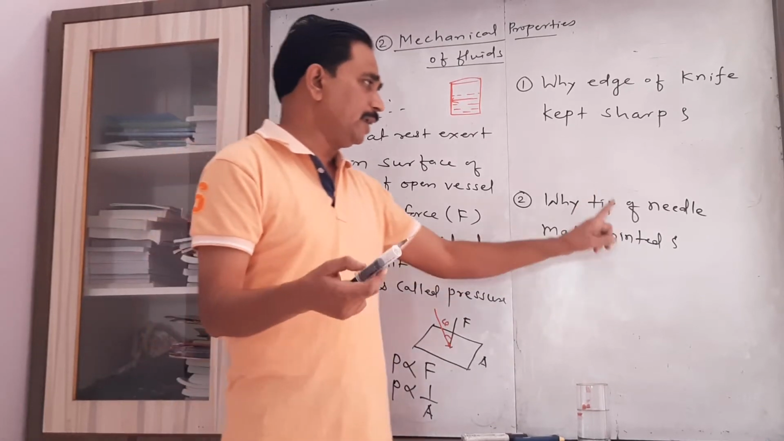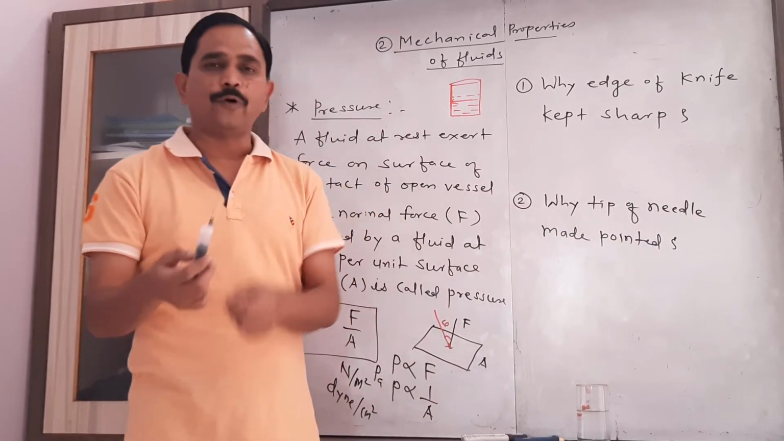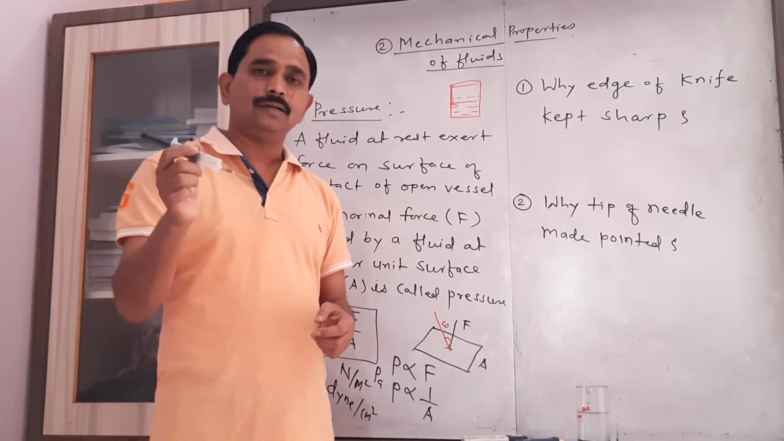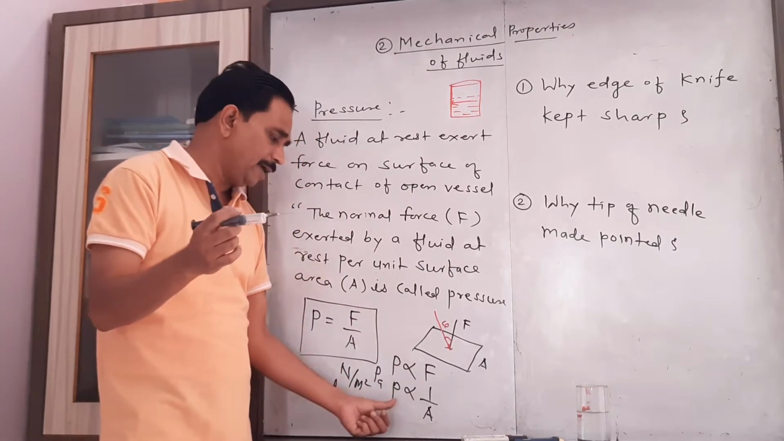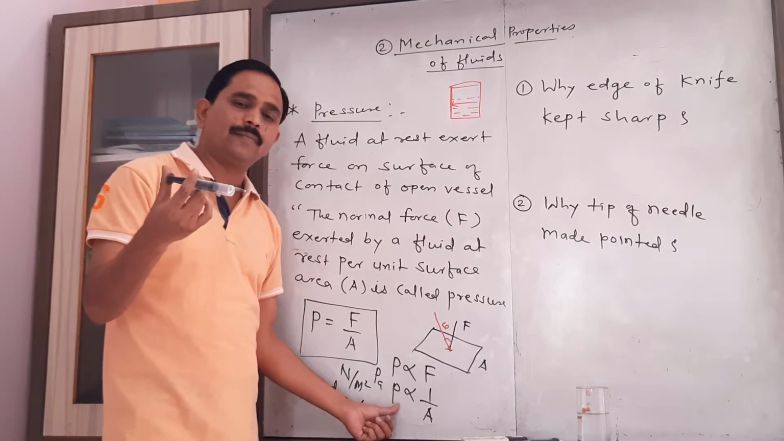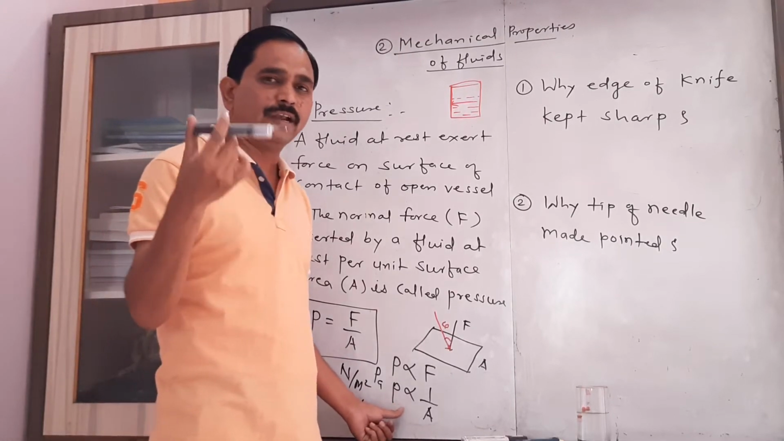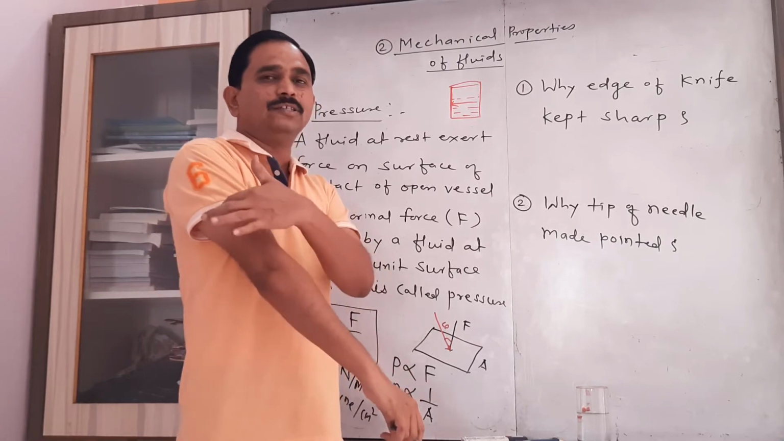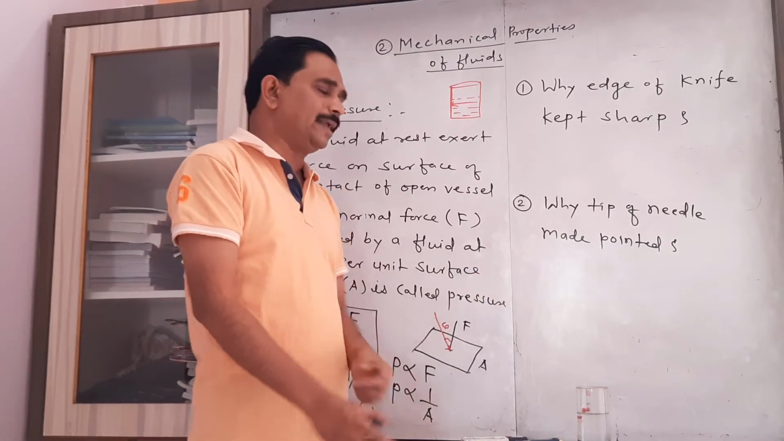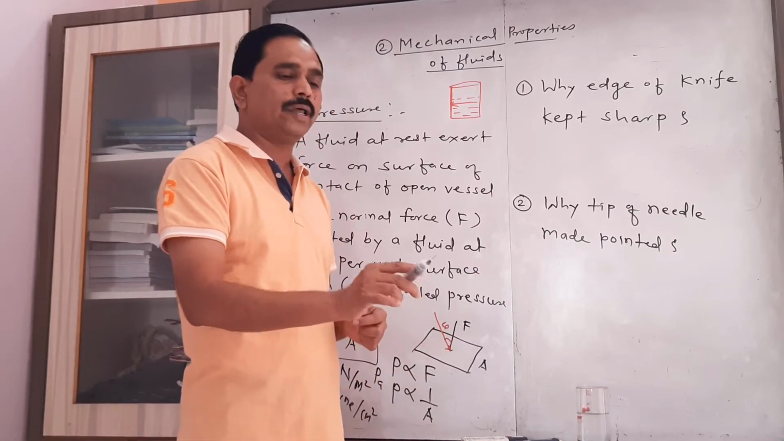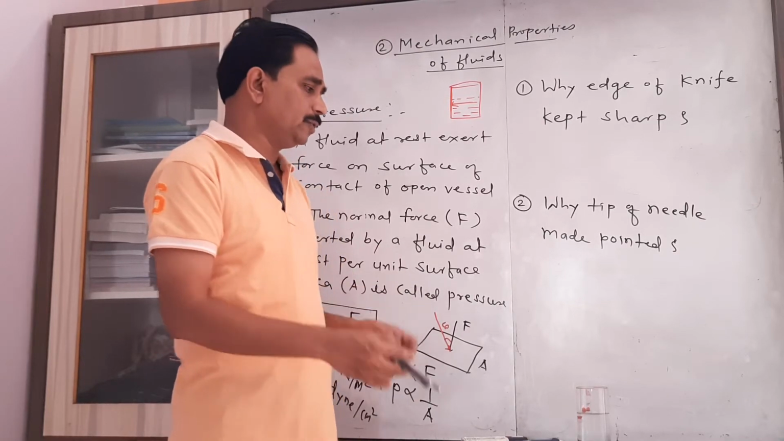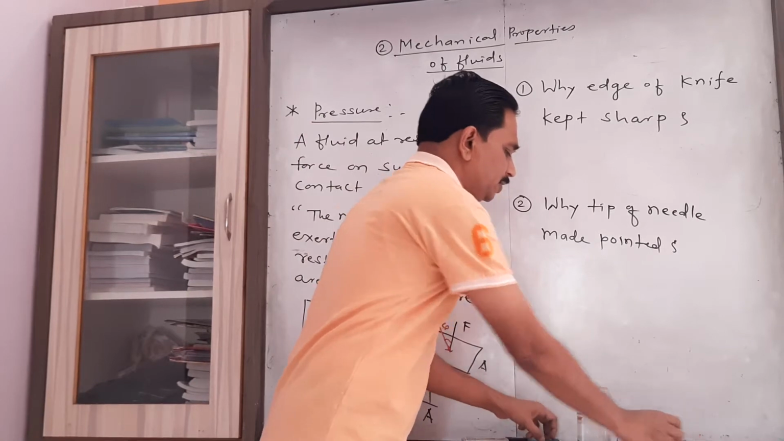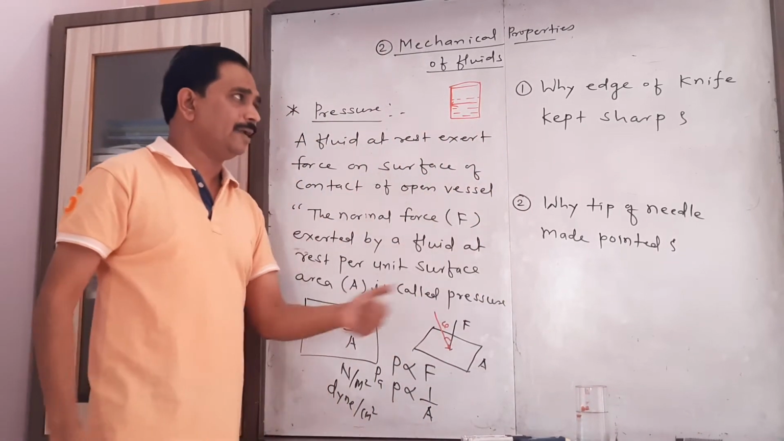But if the tip of the needle is made pointed, the area in contact is smaller, that's why it exerts greater pressure, so the tip of the needle can easily enter inside our skin and whatever medicine is inserted goes inside our body. So these are the two familiar questions asked in our textbook.